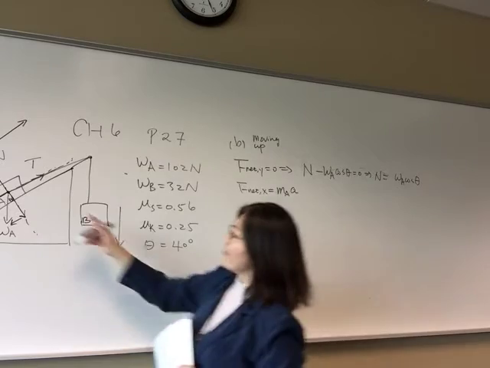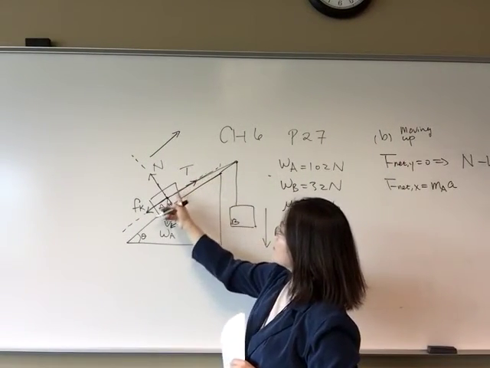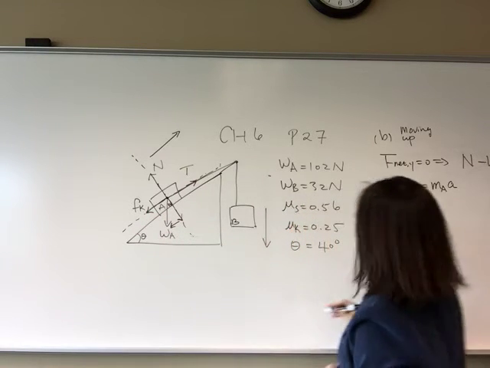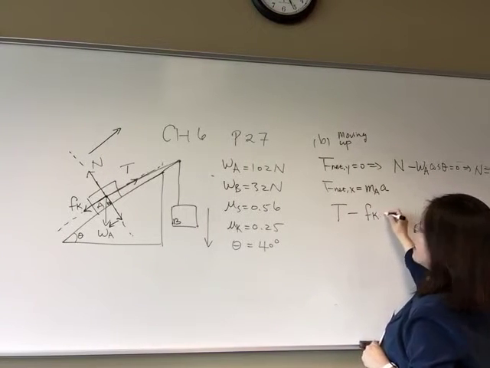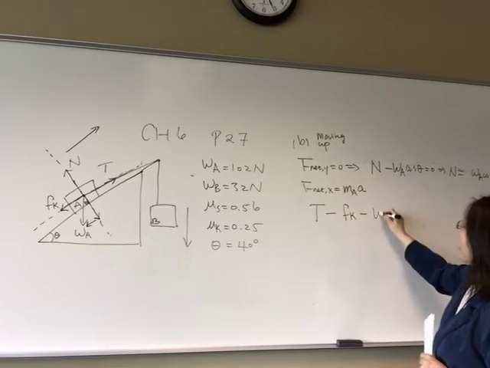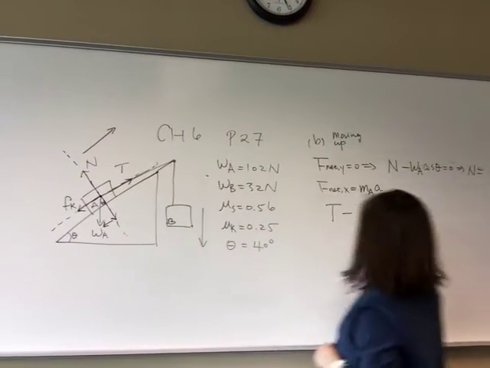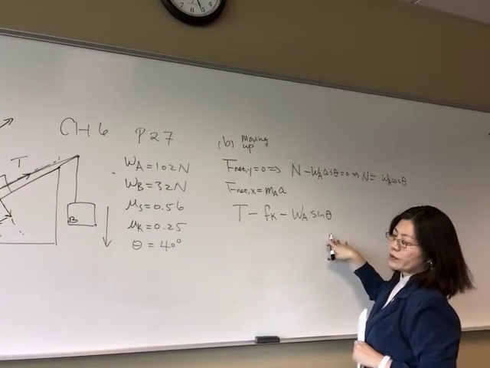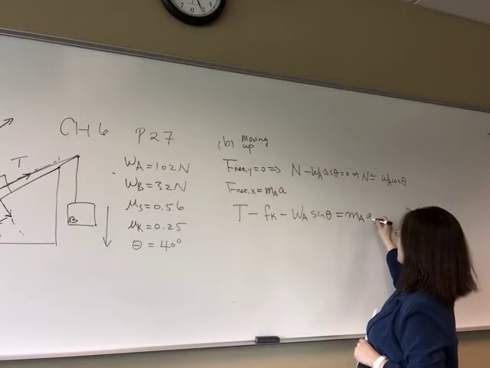Okay. So what is the net force in the horizontal? That will be positive tension, negative frictional force, and negative gravitational force. So you have T minus Fk, and then minus WA, and because this x component is the opposite angle, sine of theta. This is the net force in the horizontal direction, and that's equal to the mass of block A times the acceleration.